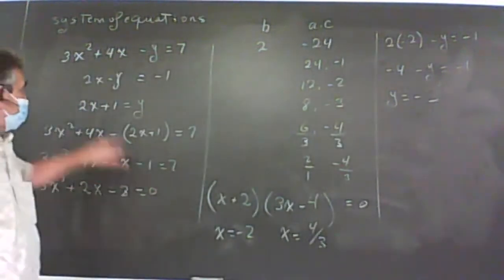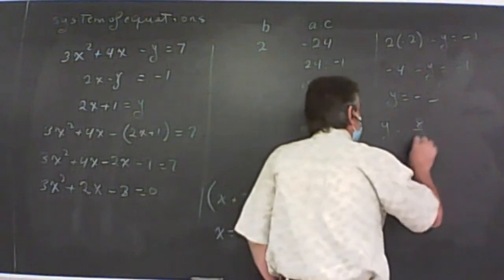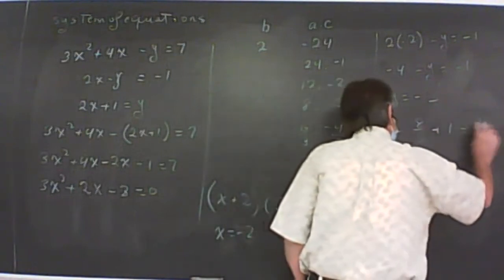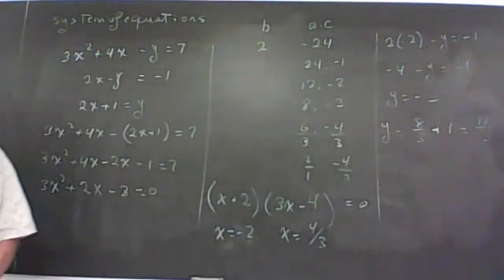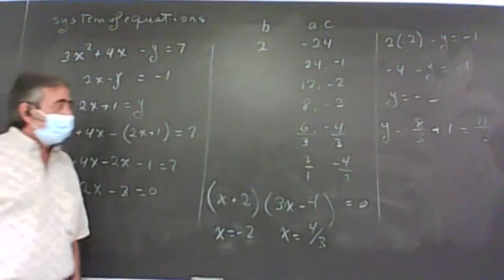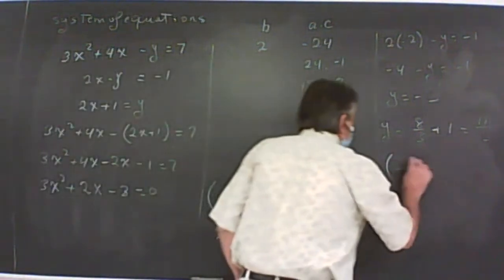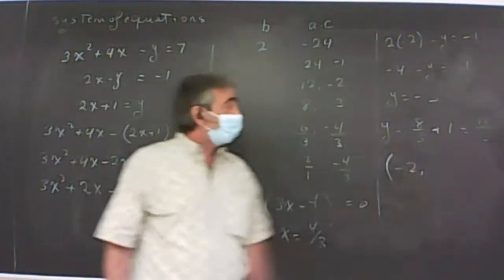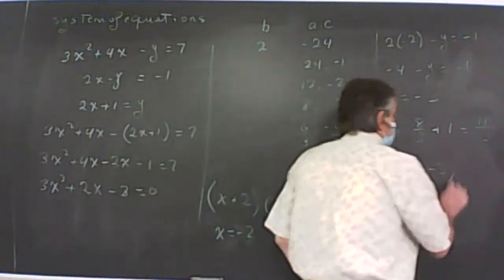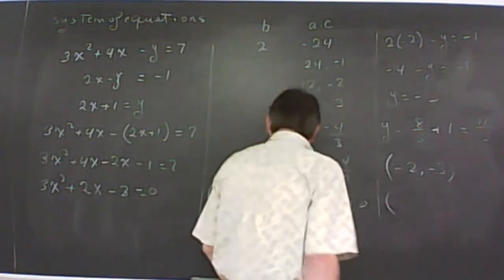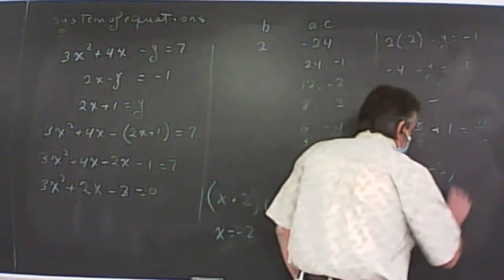For the second one, we have 4/3. I'm going to use this one. Y equal 8/3 plus 1, which is 11/3. Okay. So now we have 2 points. First one is negative 2. When I put negative 2, what value of y do we get? And then for the second one, we have 4/3, comma, 11/3.